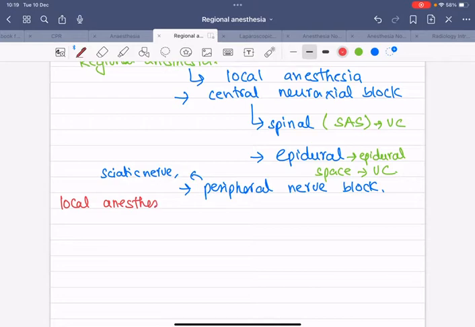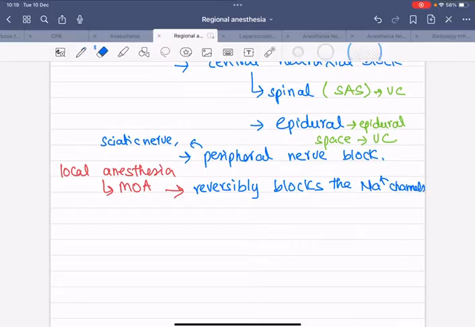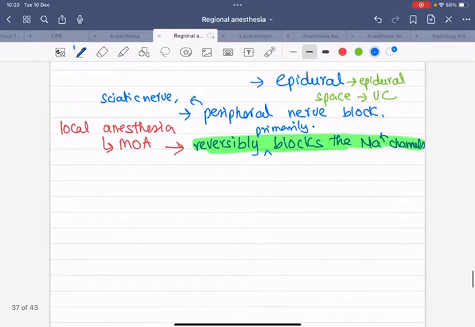anesthesia mechanism of action. So what is the mechanism of action of local anesthesia? Please remember, it is going to reversibly block the sodium channels. Okay, please remember, it is a very important MCQ, and this MCQ was asked in your examination. If they ask which channels local anesthetic drugs block, primarily it is going to block your sodium channel.